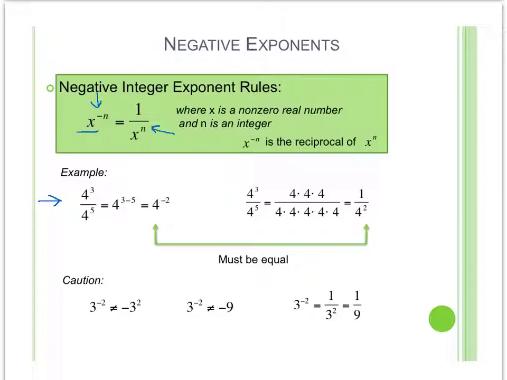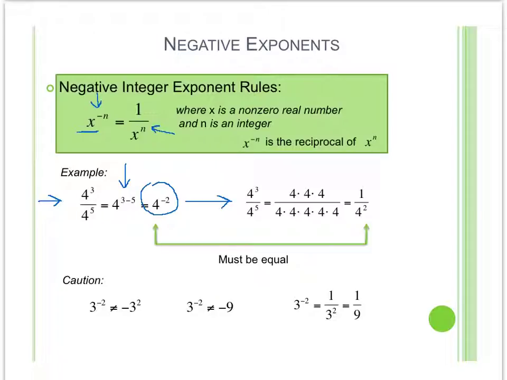Again, we'll be using the quotient rule for exponents. So that means the exponent in the denominator is being subtracted from the exponent in the numerator, but keeping that like base of 4. So we have 4 to the 3 minus 5 power, which gives us 4 to the negative 2nd power.